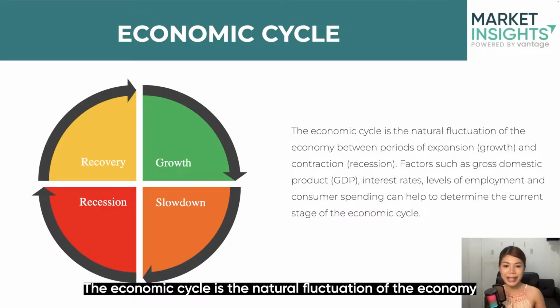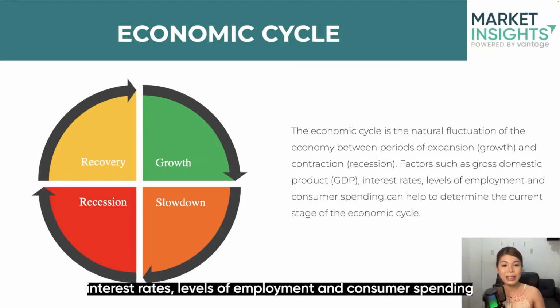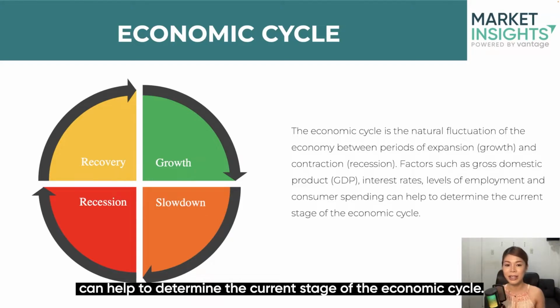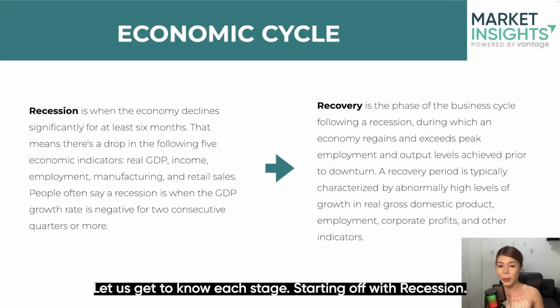The economic cycle is a natural fluctuation of the economy between periods of expansion or growth and contraction or recession. Factors such as gross domestic product or GDP, interest rates, levels of employment, and consumer spending can help to determine the current stage of the economic cycle. There are 4 stages of the economic cycle: recession, recovery, growth, and slowdown. Let us get to know each stage, starting off with recession.